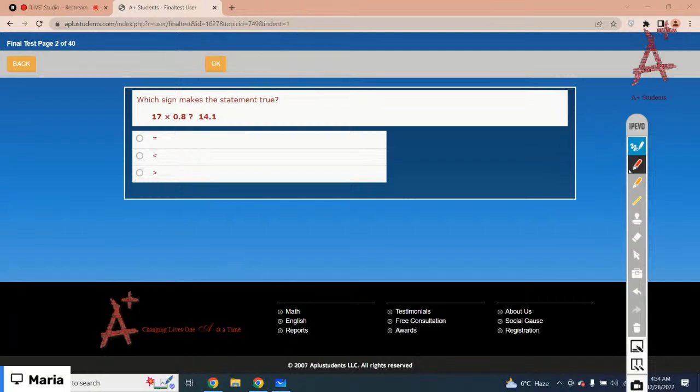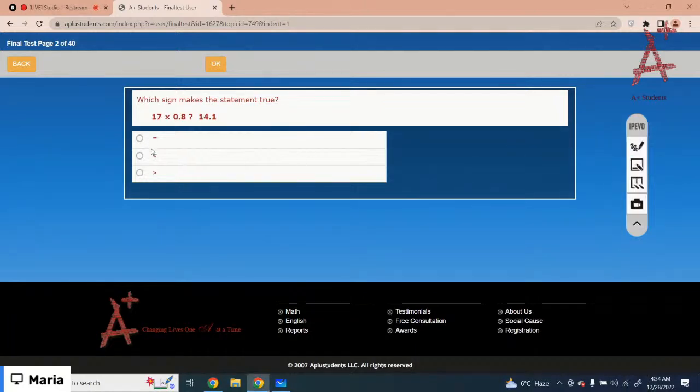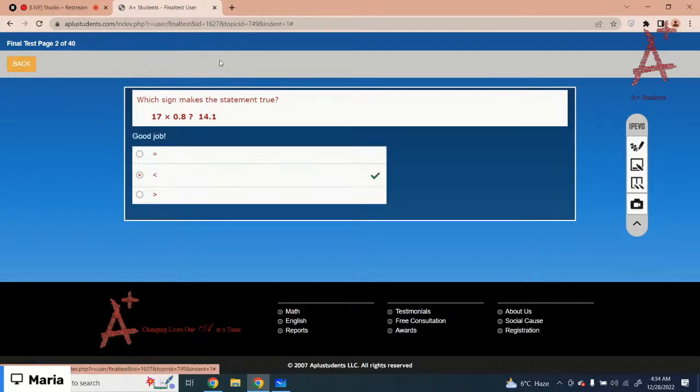17 times 0.8 is, I am using the calculator, 13.6. So you have to compare 13.6 and 14.1. So 13.6 is less than 14.1. Got it? So the correct option is the second one. Just select the correct option, then click on the OK button.